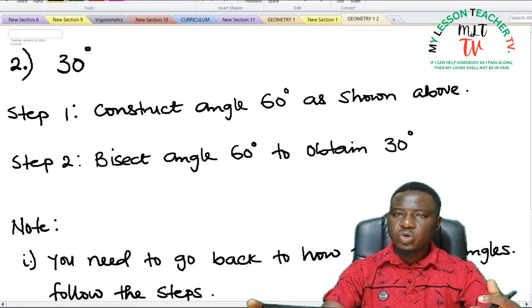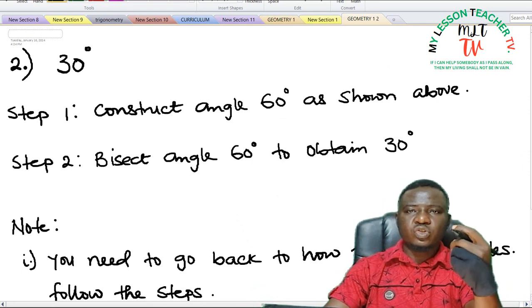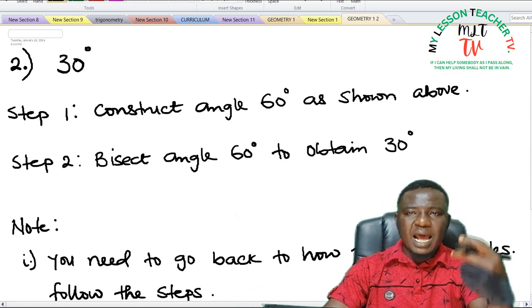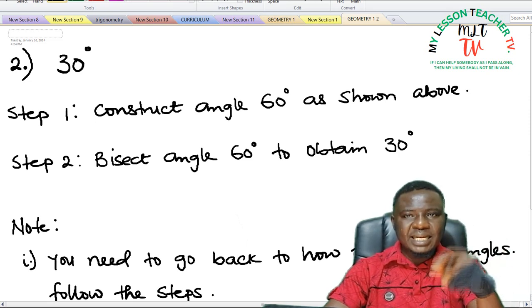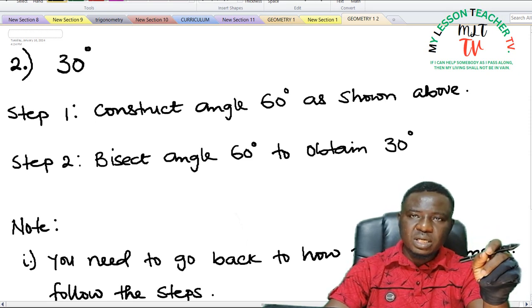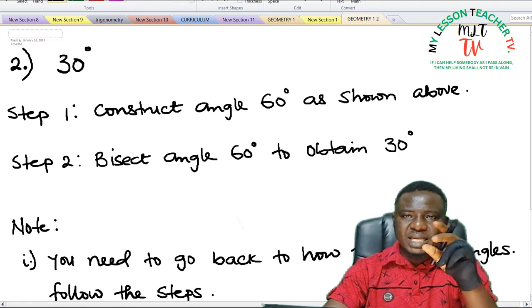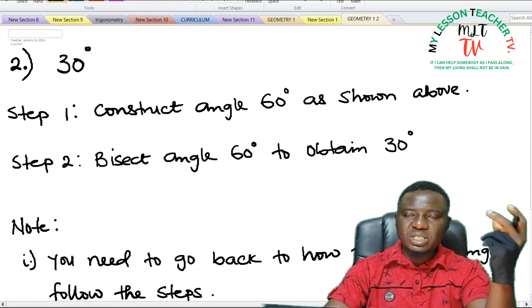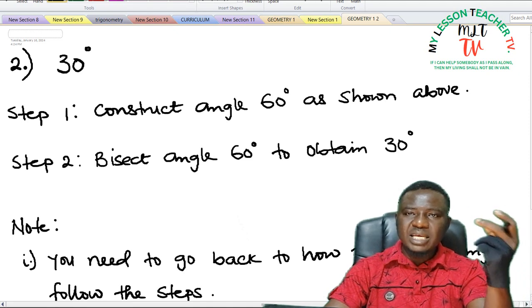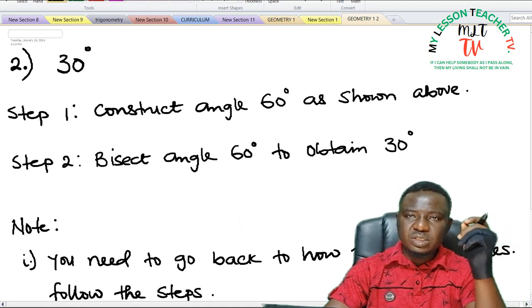Another special angle I spoke about is angle 30 degrees. And how do we construct angle 30 degrees? I have shown you how to construct angle 60 degrees. Angle 30 degrees can be constructed by bisecting angle 60 degrees. I have shown you how to bisect a given angle and a given line. So when you bisect angle 60 degrees into two equal parts, it gives you angle 30 degrees.